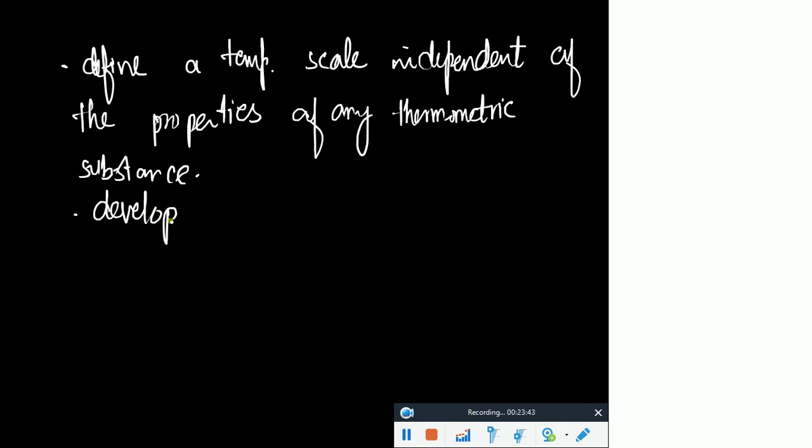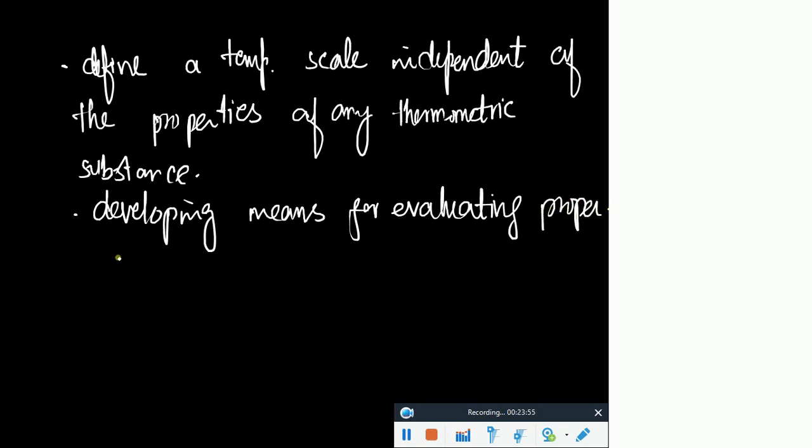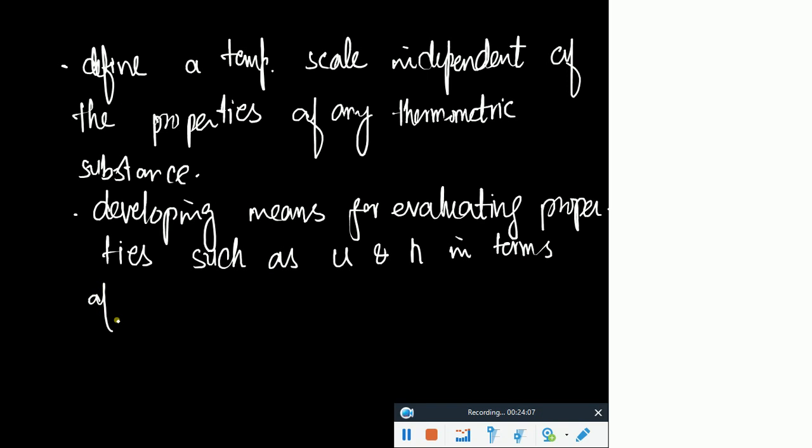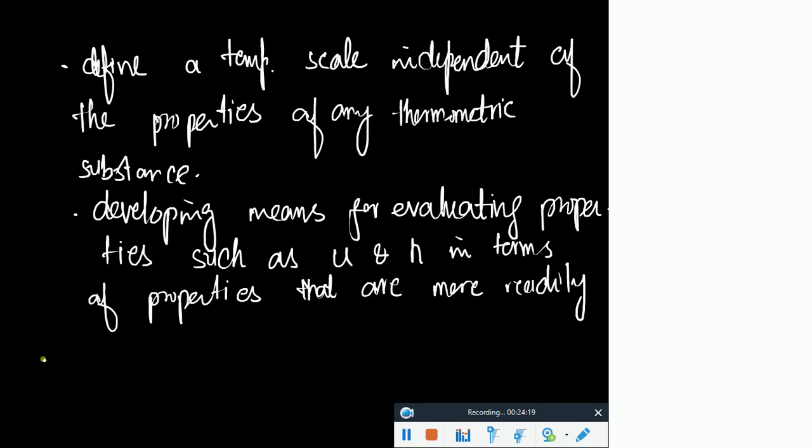Or there can be another advantage. Means have been developed for evaluating properties such as internal energy and entropy in terms of properties that are more readily obtained experimentally. Do you remember we defined U as sum C multiplied by delta T, and we define H equals sum C multiplied by delta T, right? How did we define it?